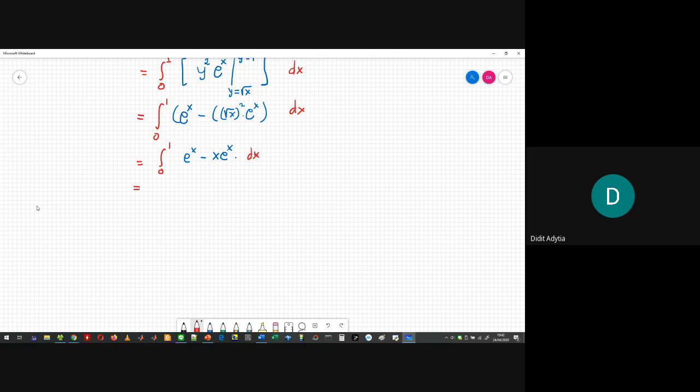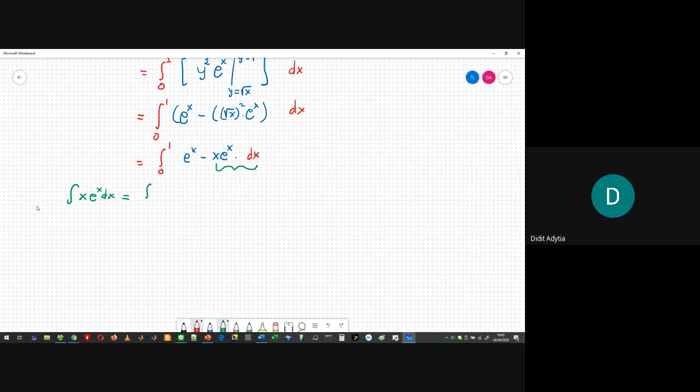Hasilnya apa? Integral dari e^x adalah e^x itself. Okay, and then integral of e^x dx adalah apa ini? Integral dari ini adalah apa? Pakai cara apa kira-kira? Any one of you who know it? How can we calculate this part? Integral of x e to the power of x dx. Ini menggunakan apa kira-kira? Ada yang tahu? Pakai apa ini? Ini bukan pemisalan ya.